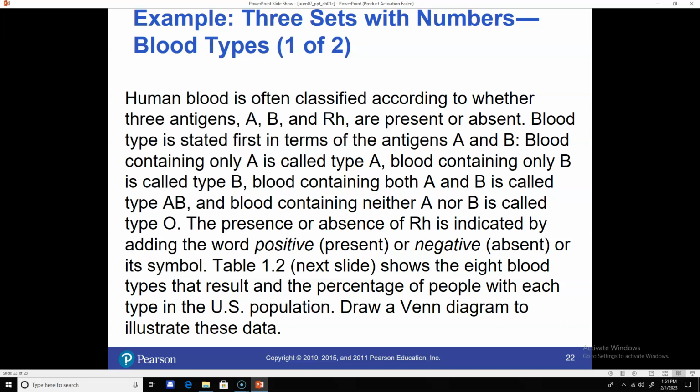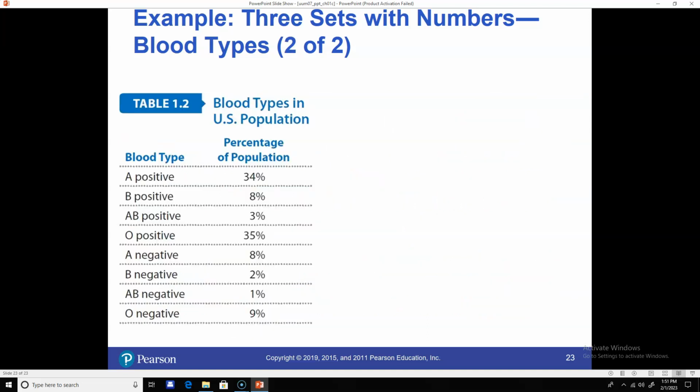So there are 8 blood types, and the percentage of each are shown in the next table. So let's draw a Venn diagram to try and illustrate this relationship. So we see all the different percentages there. The most common being O positive, and the least common looks like AB negative.